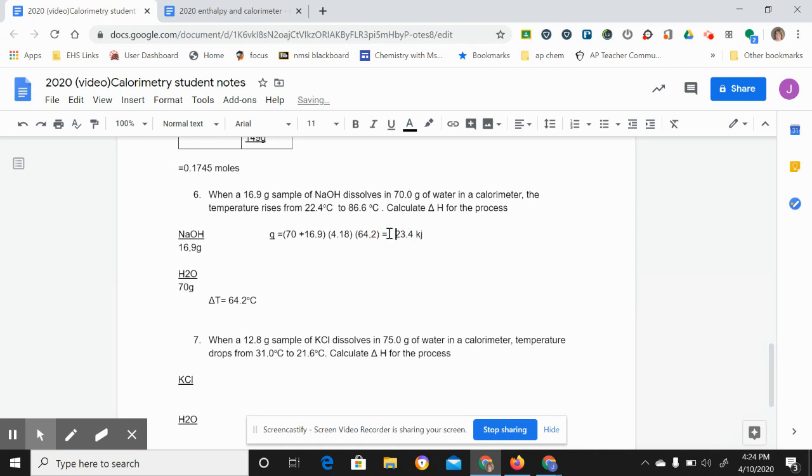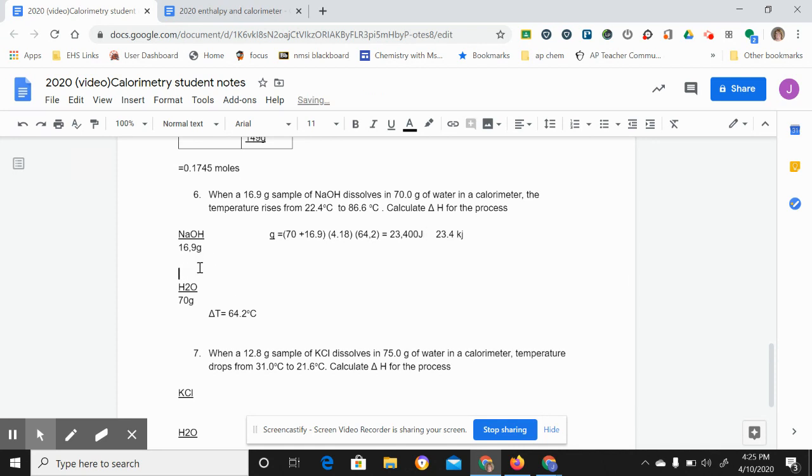Initially, you'll get it in joules. So you should have got a bigger answer in joules, right? You should have got 23,400 joules. So that gives you your joules. Change it to kilojoules. So now we need to find our moles.